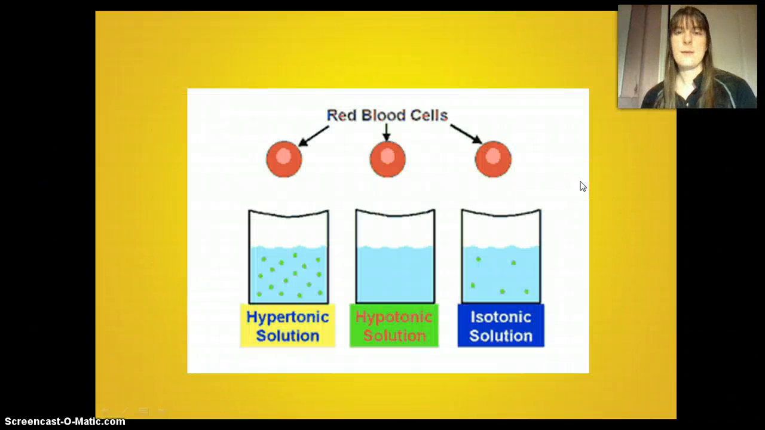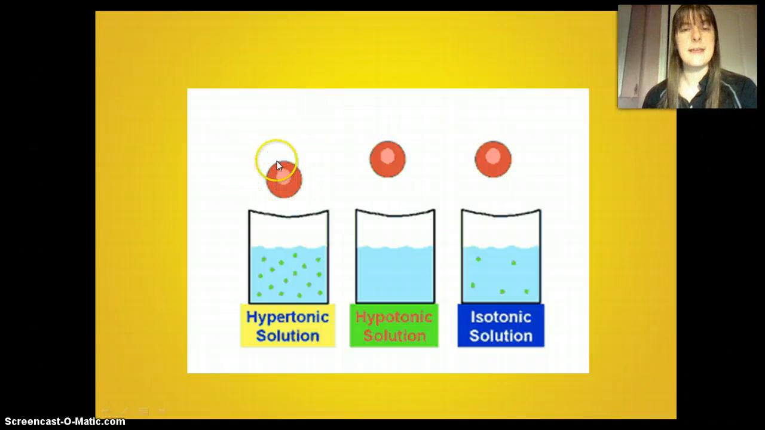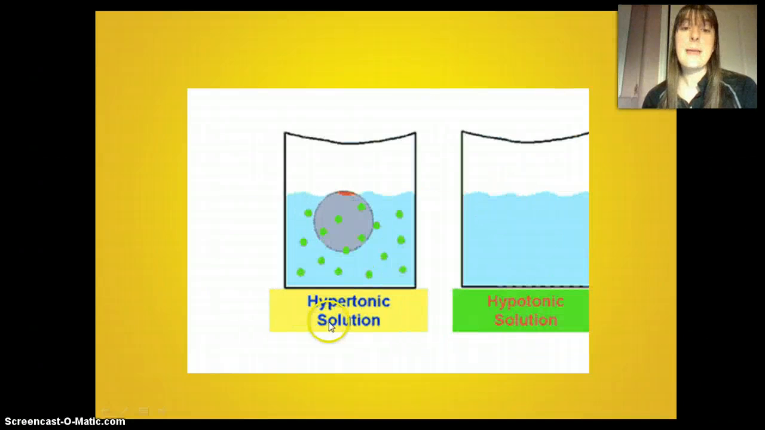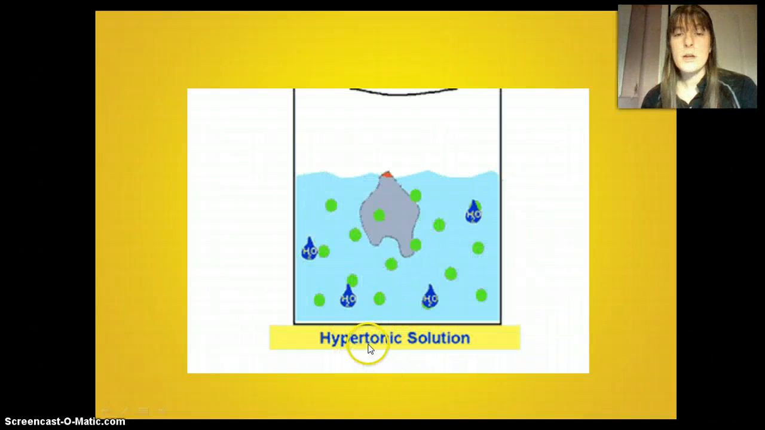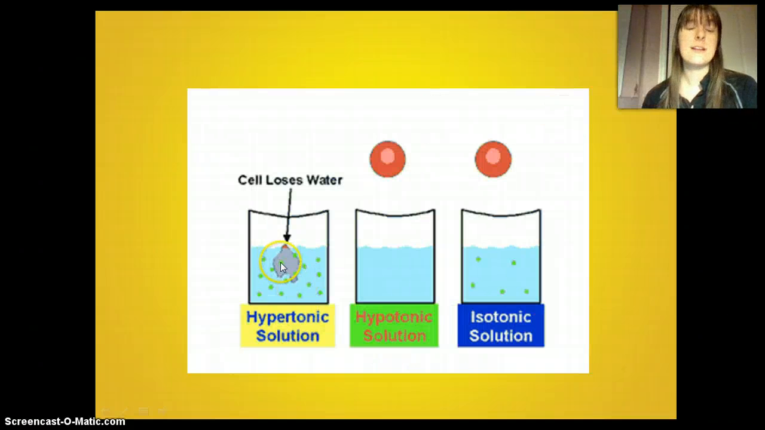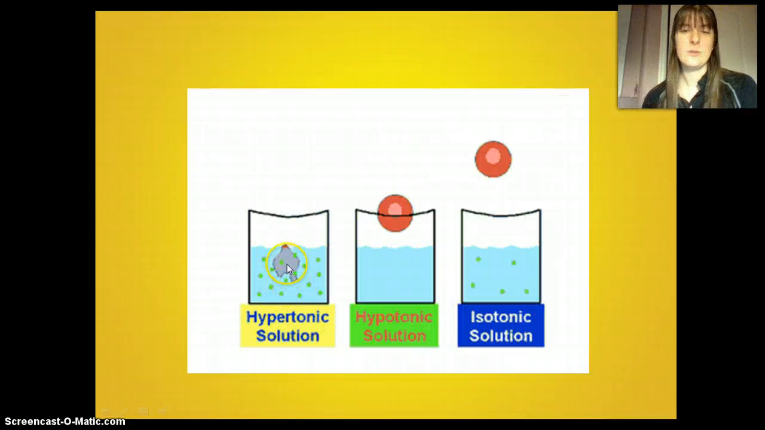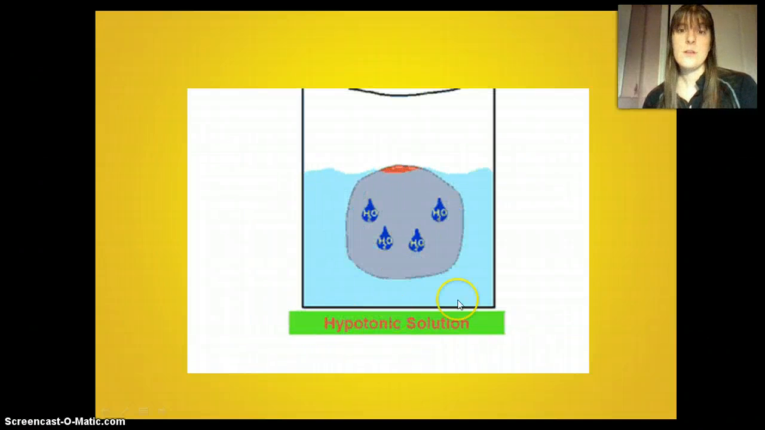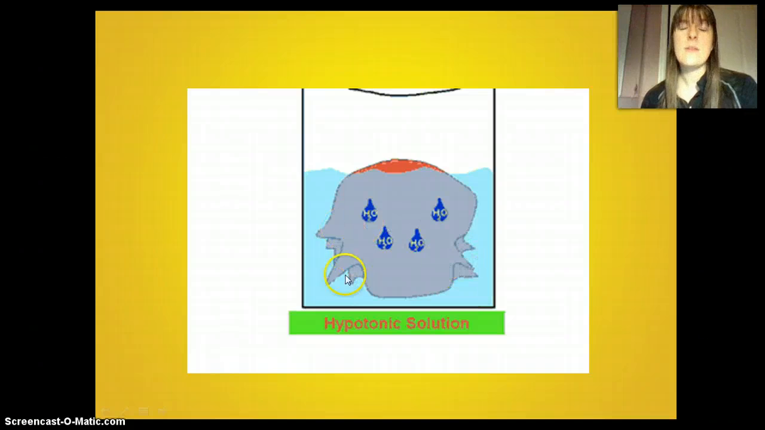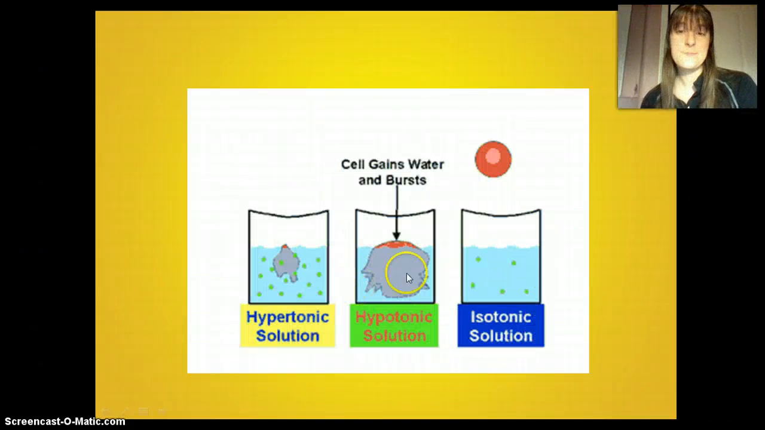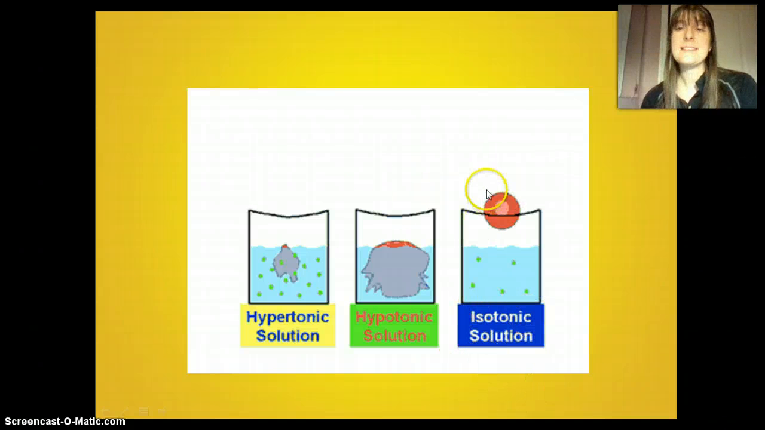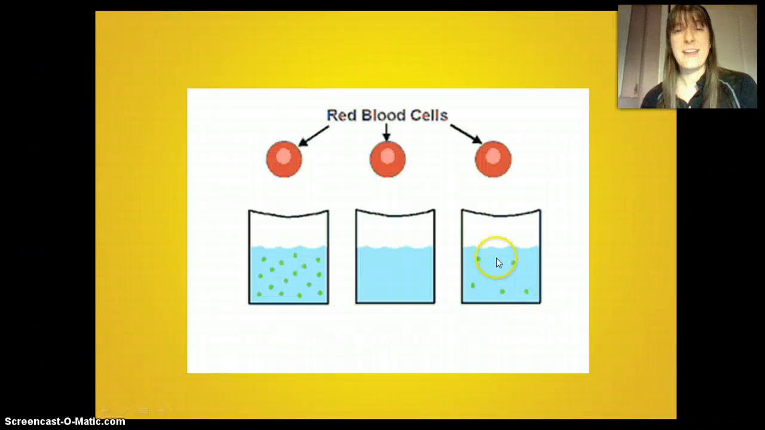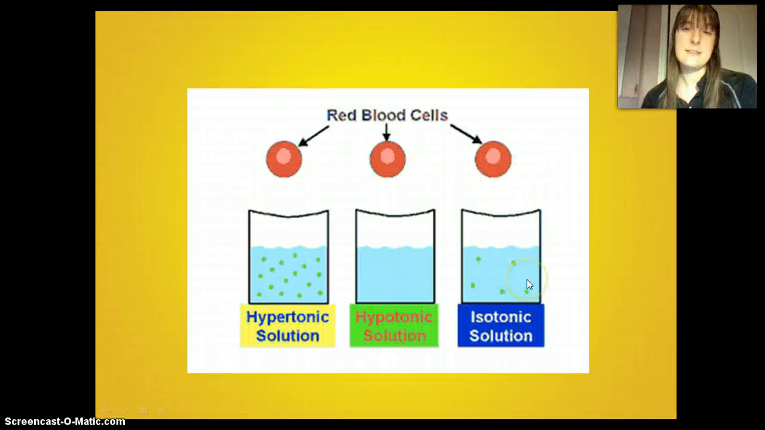Let's look at a couple different examples. A red blood cell has a certain number of solutes inside it. If you put it into a solution that's hypertonic, meaning there's more solute, then the water is going to leave the cell in order to equalize it, and the cell will shrivel. If you put it into a hypotonic solution, meaning less solute, water is going to enter the cell, sometimes causing that cell to burst or lyse. If it's isotonic, meaning it has the same amount of solute inside the cell and outside, water is just going to move back and forth, and there's going to be no change in the cell itself.